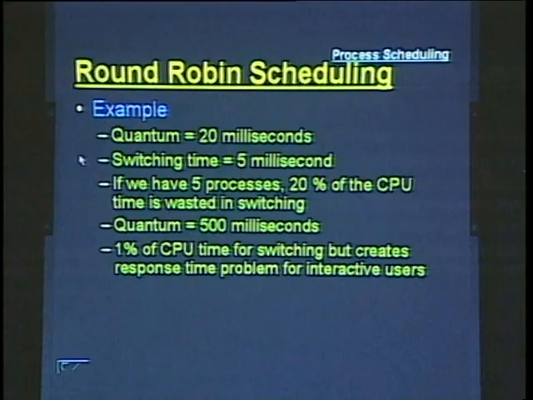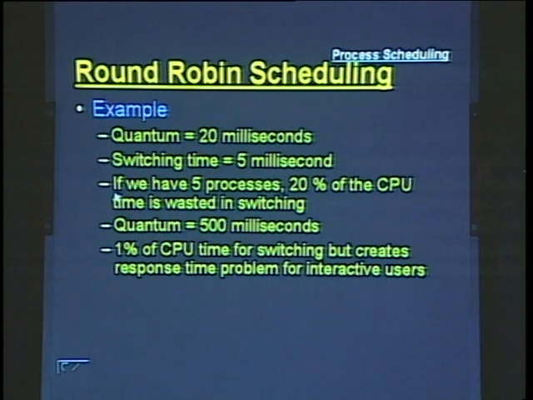The main issue critical in the round robin is the duration of the quantum. Let us look at it with the help of an example. We see here that if our quantum is 20 milliseconds and switching time is 5 milliseconds, these 5 milliseconds are required to do the housekeeping, meaning to update the process table.